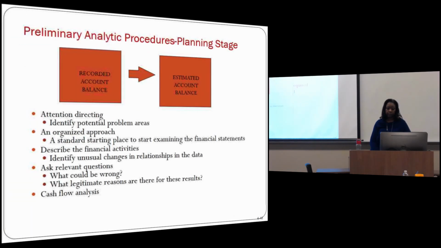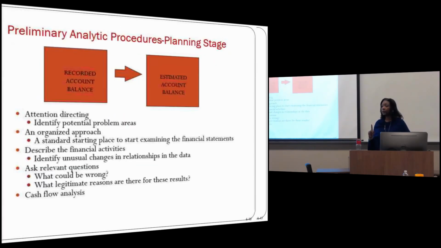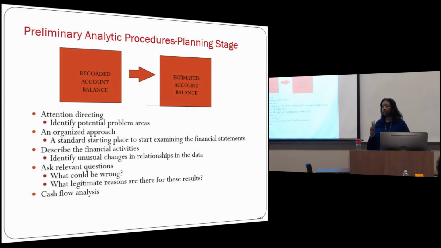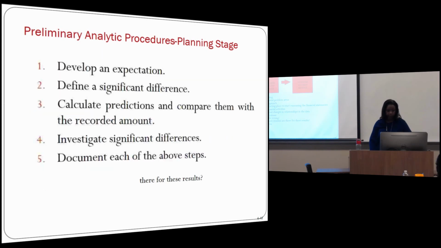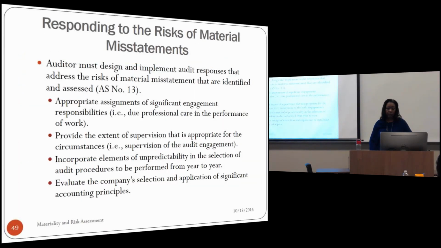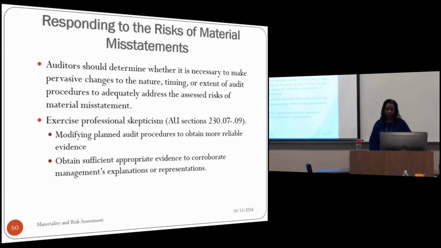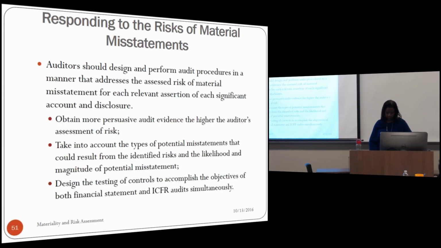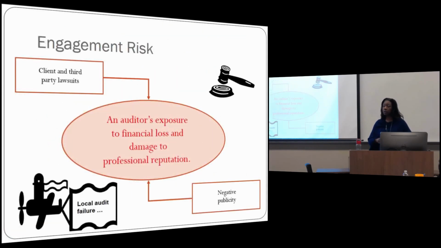Just some key points. Analytical procedures are required during the planning stage and the final phase, and it is up to the auditor whether or not they use analytical procedures during the evidence gathering phase. As I pointed out, it's meant to be attention directed, to be able to identify where there might be potential problems in the financial statements. I already talked about assessing risk and the importance of it. That's AS 13.